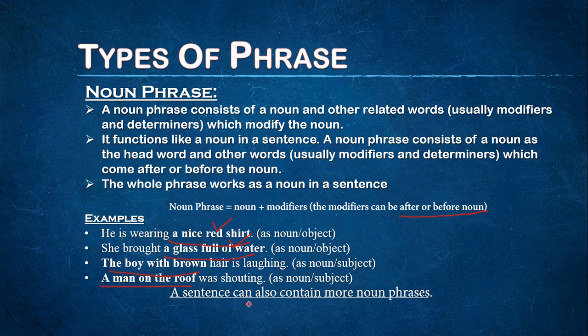But a sentence can also contain more phrases. That is, the girl with blue eyes parked a chair. Here the girl with blue eyes and a beautiful chair, both of these are noun phrases.